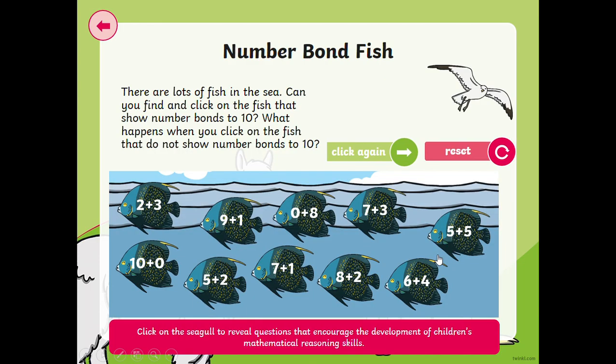So there are lots of fish in the sea. Can you find and click on the fish that show number bonds to 10? What happens when you click on the fish that do not show bonds to 10? Let's have a look. So we've got 3 add 2. Does that make 10? No, so we won't click on that fish. We've got 9 add 1. Does that make 10? Well done, yes it does. Let's click on that fish.